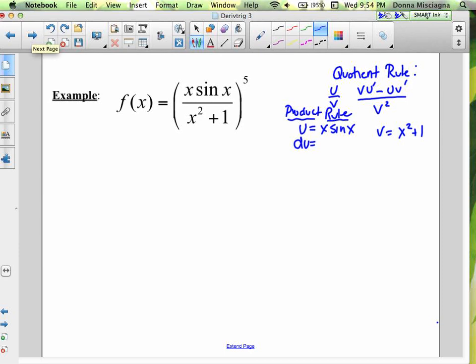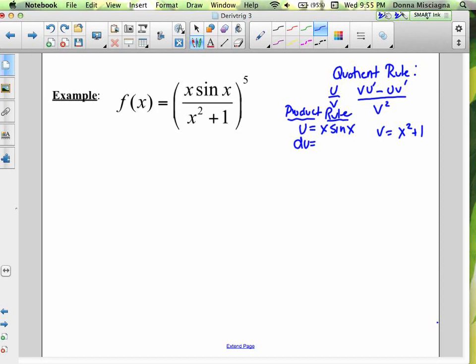Just a little reminder here, it's u times dv plus v times du. Actually, I shouldn't use u's and v's again, since I've already used them everywhere else. We won't even write down the product rule. If I use u's and v's again, it'll confuse you with the quotient rule. So let's just do the derivative.